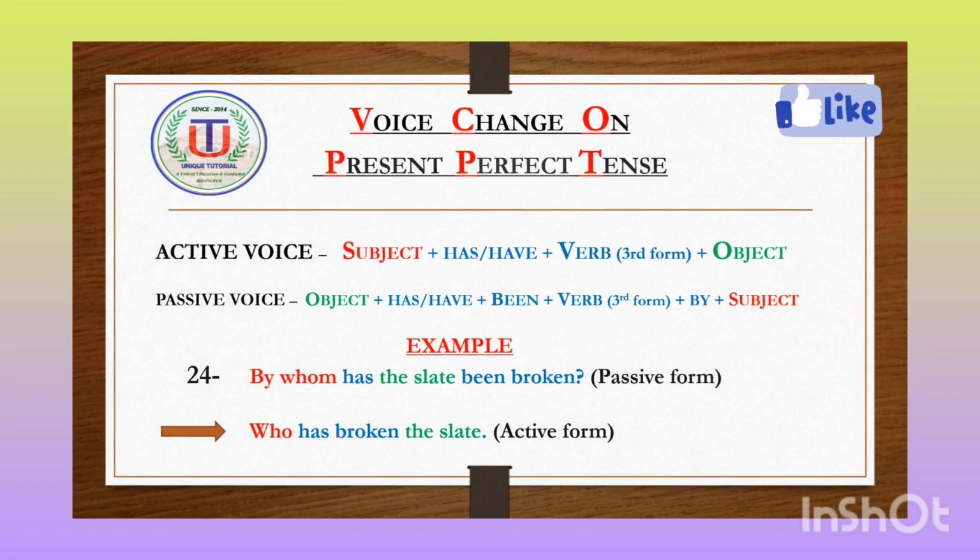Next example is, by whom has the slate been broken? The sentence is in passive form. So if a sentence is in passive form and the first word is by whom, it will change to who in active form. So the final answer will be, who has broken the slate?